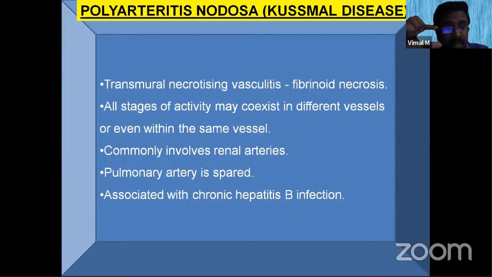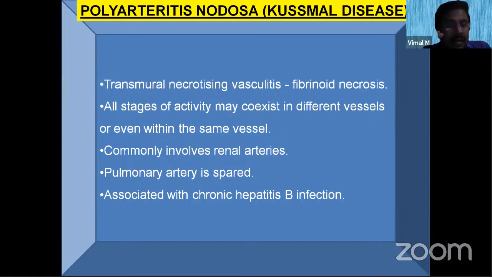Please remember, here I am saying transmural. Transmural means involvement of all the layers of the blood vessel: tunica intima, media, and adventitia. Necrotizing will be there, but there will not be a granuloma. Instead, you will have fibrinoid necrosis. Please remember, students, in a blood vessel, the most common type of necrosis you will get is fibrinoid necrosis, that is, the deposition of fibrin-like material.